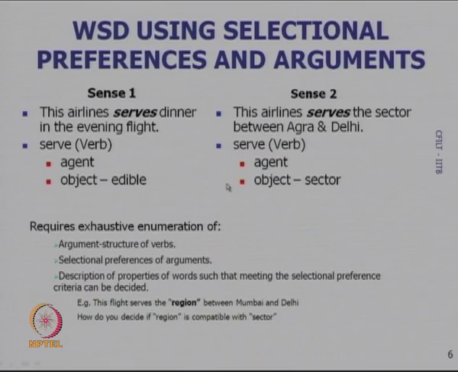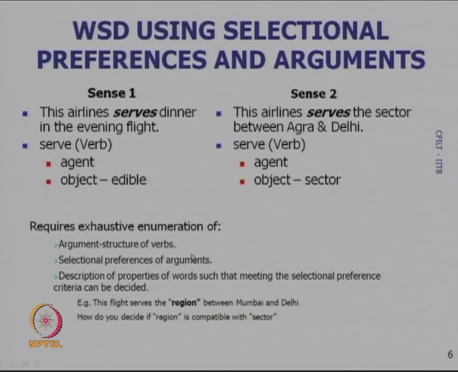It is a very elegant, powerful idea, but it requires many resources. It requires exhaustive enumeration of argument structure of verbs, selectional preference of arguments, description of properties of words such that meaning of the selectional preference criteria can be decided. So, all these resources are required. So, let me write down what resources are required for this particular algorithm.